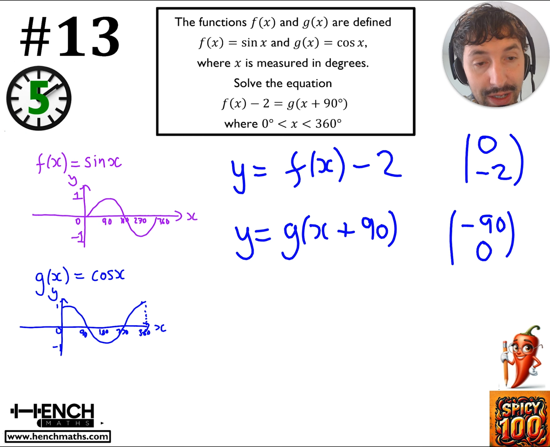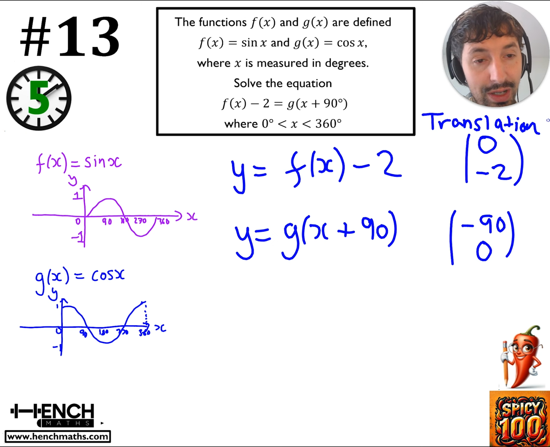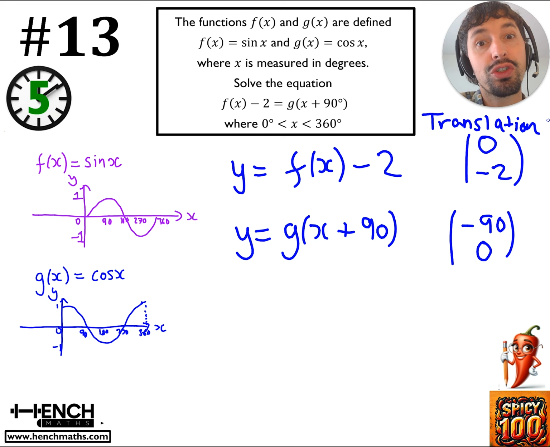We're going to leave it in the y. So these are translations. So vector translations tells us x and y. So what we're going to now do is draw these translations of these graphs on the same axes, and that will help us to see where the solutions might be, where these graphs intersect would be our solutions.